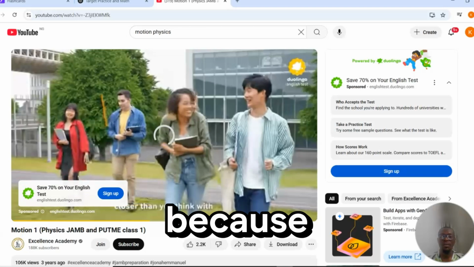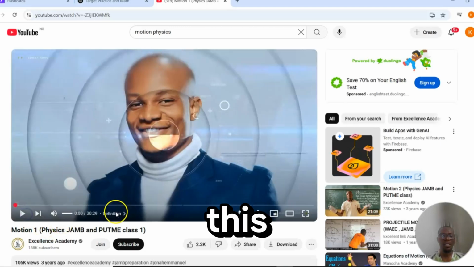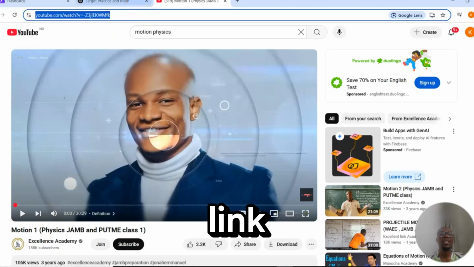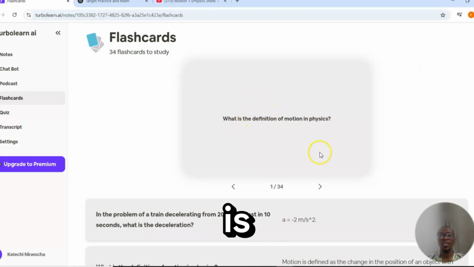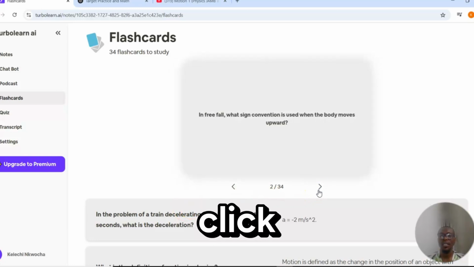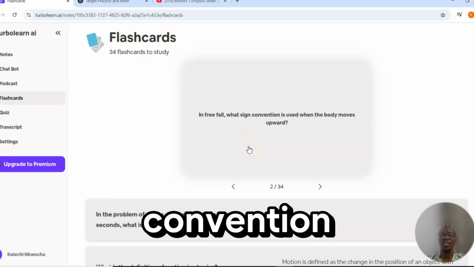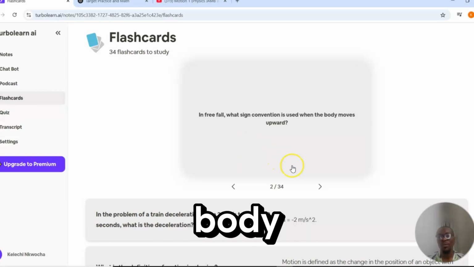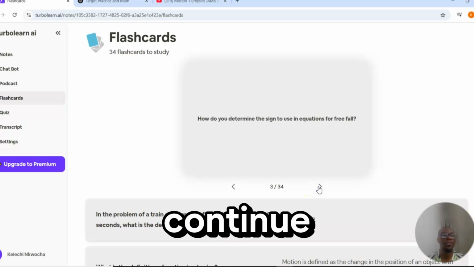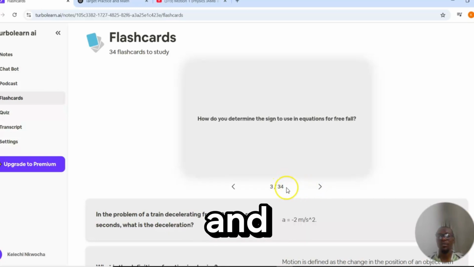I'm going to pause this because of network. This is this video that we copied the link from, pasted it here, and we are getting to this point. What is the definition of motion in physics? You're expected to solve it. You can click on this for the second question: in free fall, what sign convention is used when the body moves upward? You continue, and you have about 34 flashcards here.